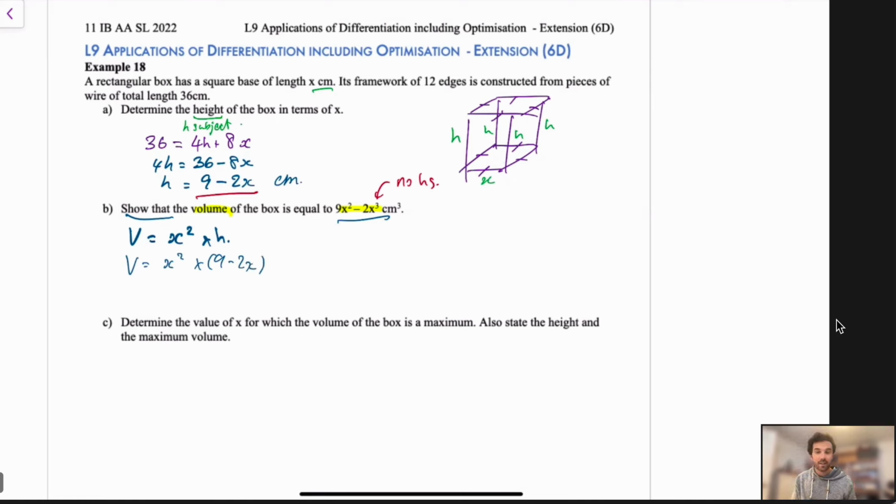Now this looks like it's an expanded form as well, so let's expand. And you can see that we've shown it. So we've got a square there to say that we've shown it. There we go, we've done that.